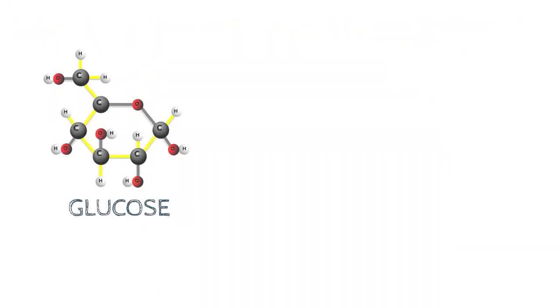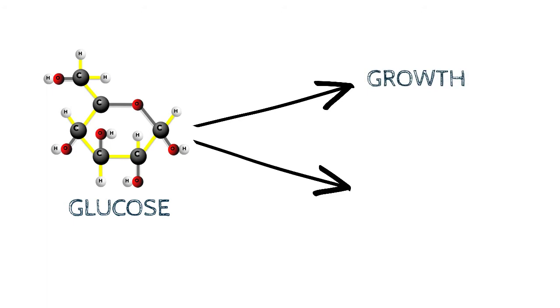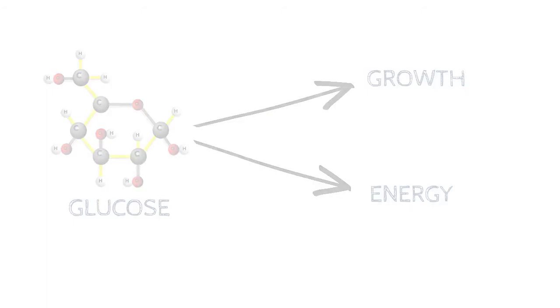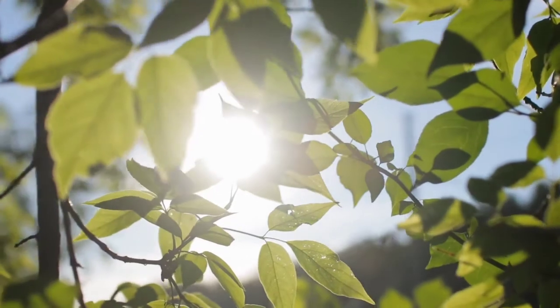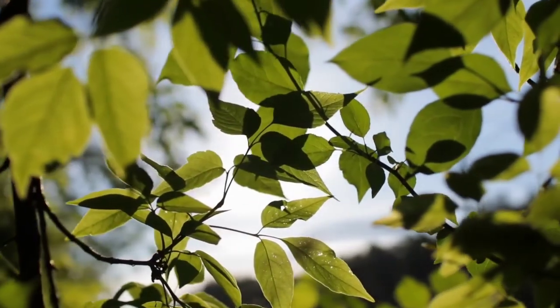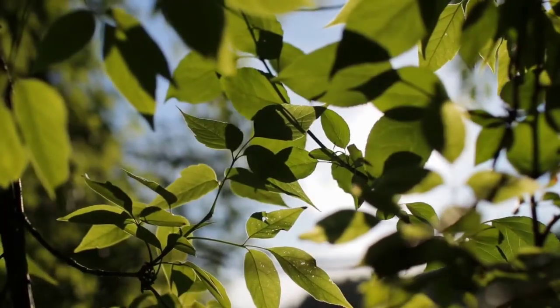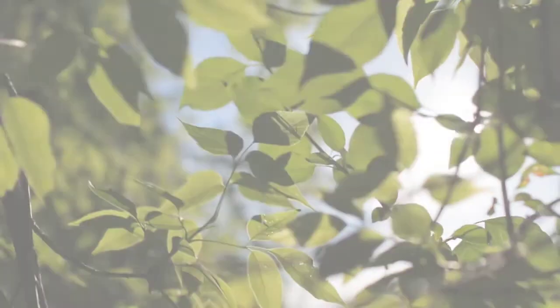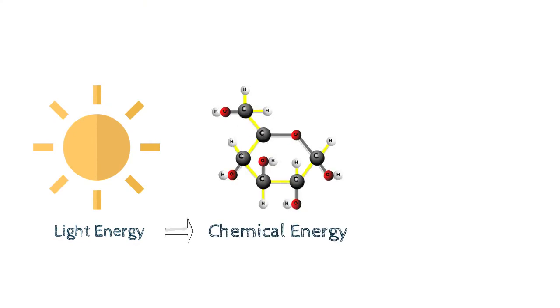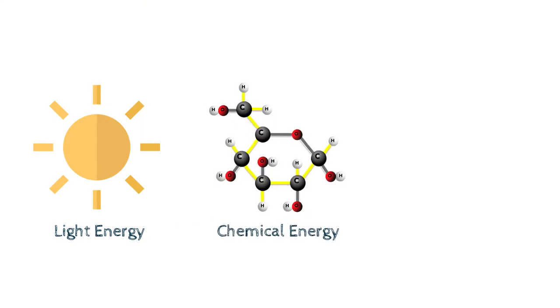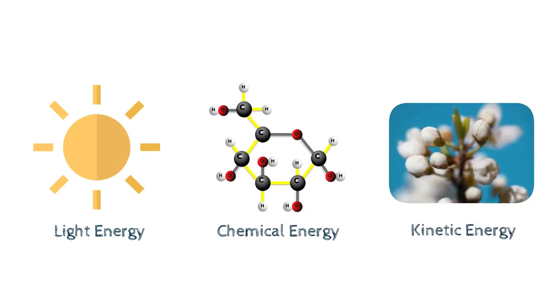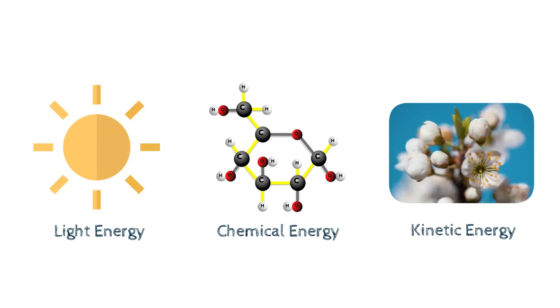But the plant doesn't just use the glucose from photosynthesis for growth. It also uses glucose for energy. Lots of people think that plants get energy from the sun, and this is partially true. But plants cannot use sunlight energy directly. Instead, the sunlight energy is transformed into chemical energy, and then the chemical energy can be transformed into kinetic energy that the plant uses to stay alive.